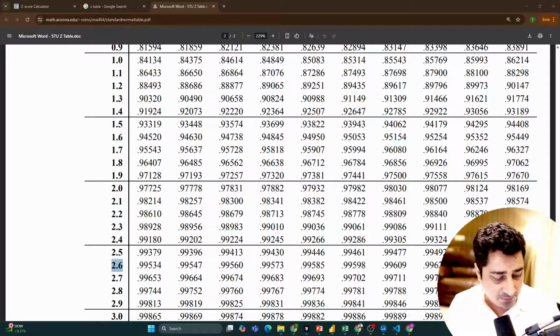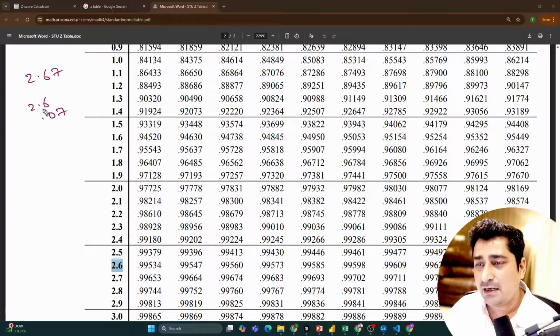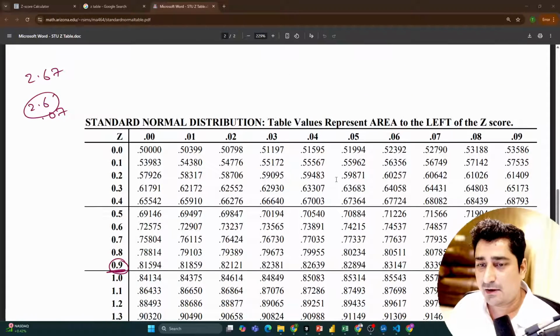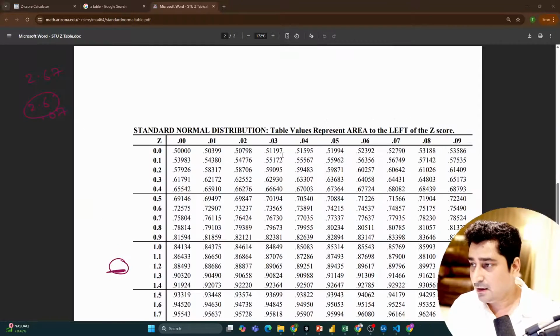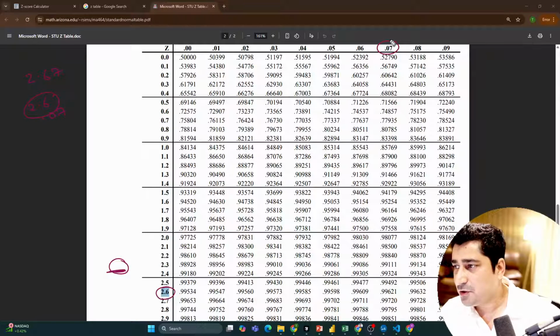So here you can try to break down this 2.67. You can break it down as 2.6 and 0.7. Fine. Try to look for 2.6 on this axis. Fine, 2.6 I'm able to find, and then try to look for 0.7 here. Let me minimize this table. So we have 2.6 over here. Just see the mark. And we have 0.7 over here.